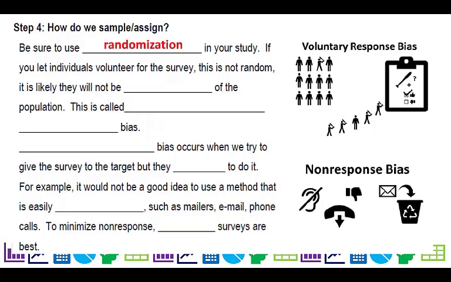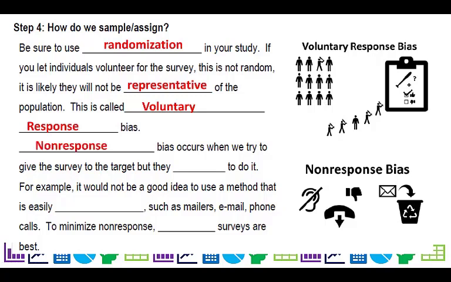Now, be sure to use randomization in your study. If you let individuals volunteer, this is not random, and it is likely that they won't be representative of the population. So, for example, I could do a survey in the cafeteria about, say, should we have a new baseball field? And who's going to come up and answer the survey? People interested in baseball. Most people who aren't interested in baseball aren't going to be bothered. So when this happens, we call this voluntary response bias.